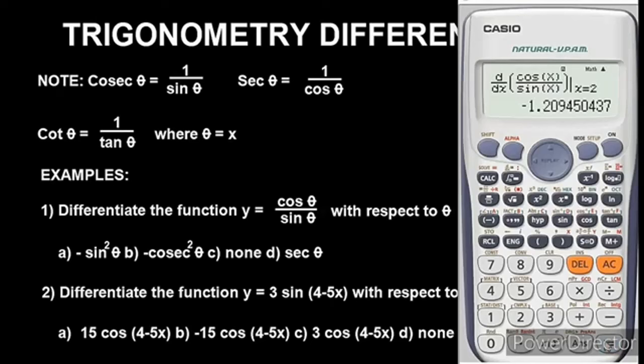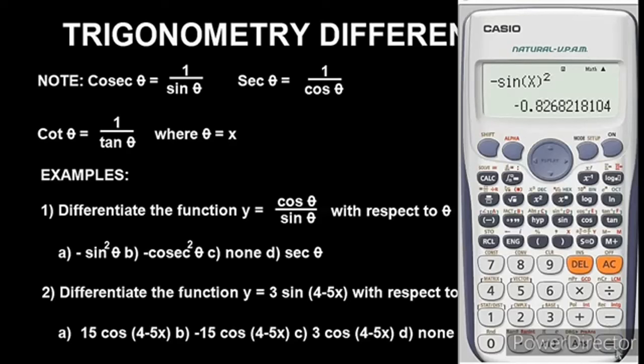So right now we're going to evaluate each and every one of these options to see the one that will give us minus 1.209. So let's start with option A. Option A says minus sine square theta. So right now we have minus sine. Look at how you put it: alpha x, close the brackets, square. So this is how you represent this option, minus sine square theta, in the calculator: minus sine in bracket x, square. So let's press report to minus 0.826.